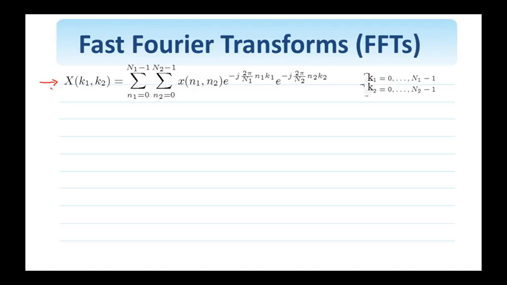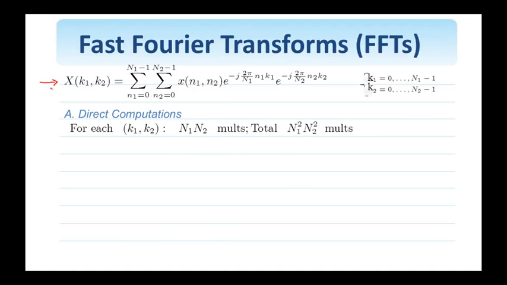So let's see how many multiplications we need if we directly compute the DFT. We see that for each frequency k1, k2, we need N1 times N2 complex multiplications due to the multiplication of the signal by these complex exponentials. Since I have N1 times N2 frequencies, I need N1 squared times N2 squared complex multiplications. Clearly, if N1 equals N2 equals N, then I need, in this case, N to the 4th complex multiplications.